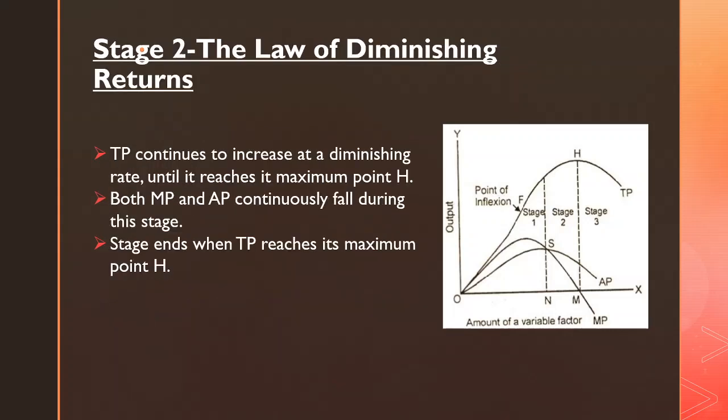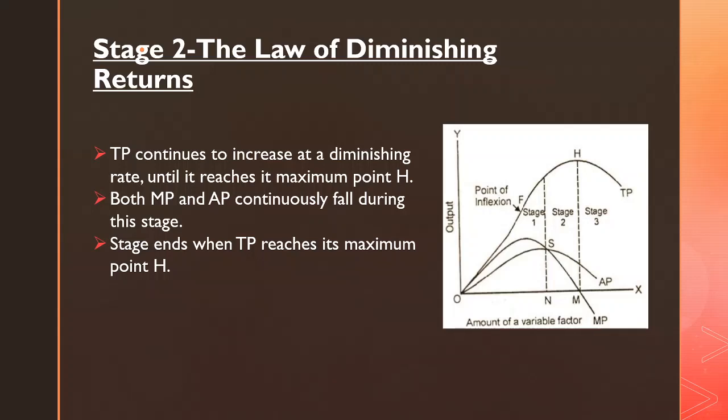Stage 2, the law of diminishing return. Stage 2 starts from the point F. From this point, our total production increases but at diminishing rate. It maximizes at point H.